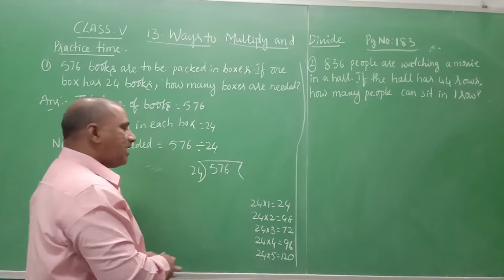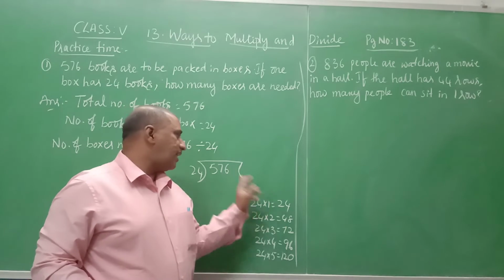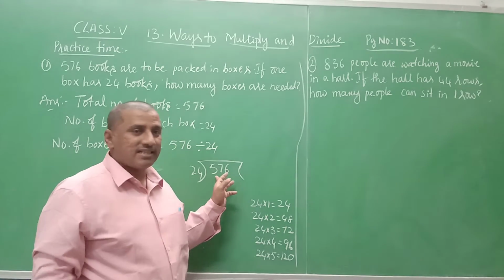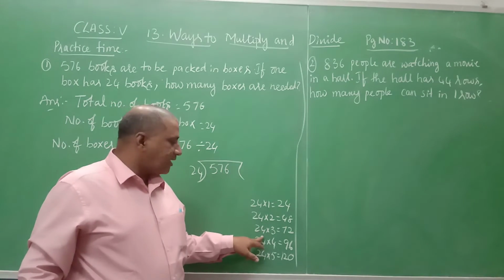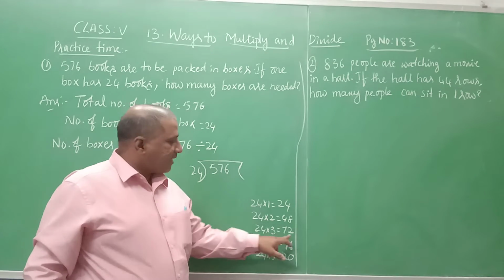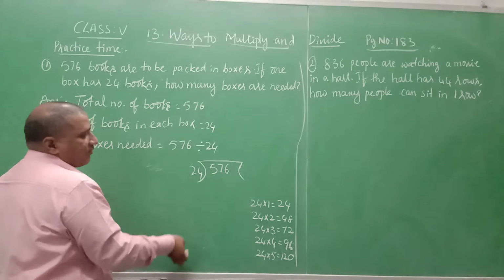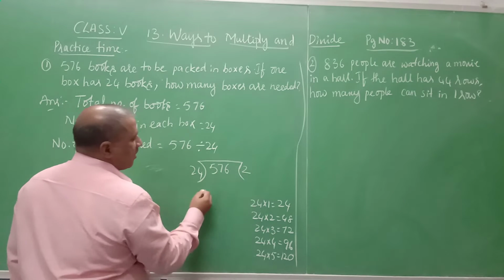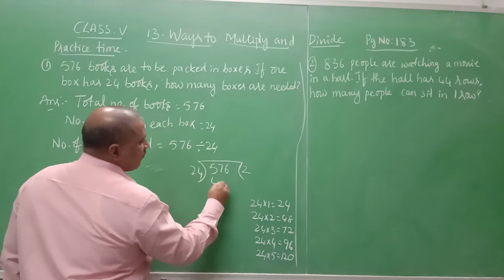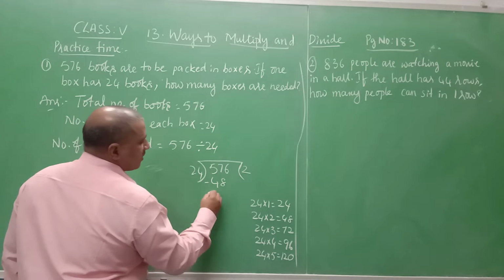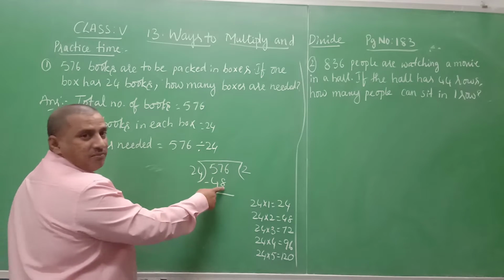Now identify in the 24 table where we get 57 or the nearest value. 57 we won't get in the 24 table, but its nearest value 48 is there. That comes in 24 times 2. So 24 into 2 is 48. Now subtract. So how much do we get? 7 minus 8.